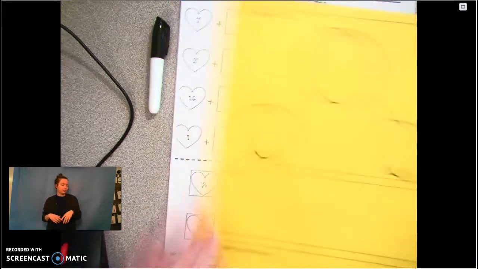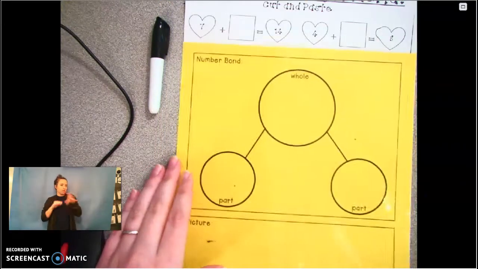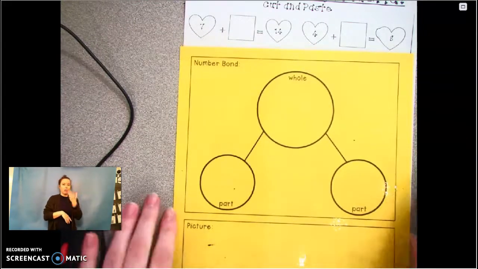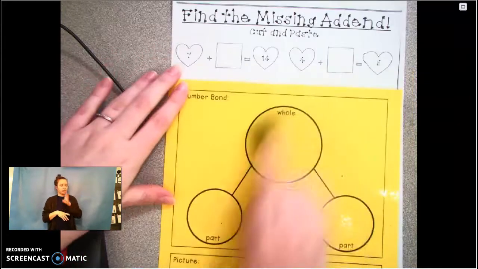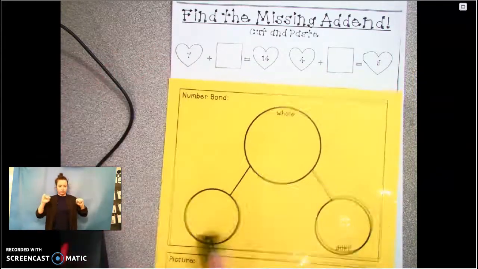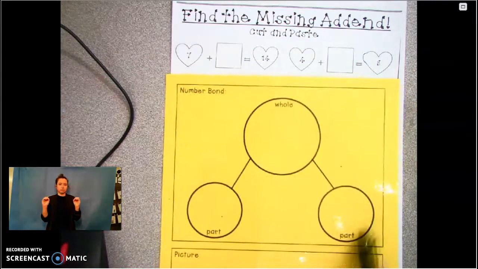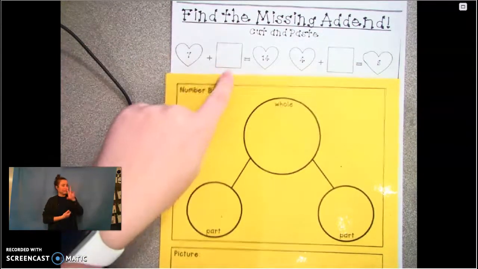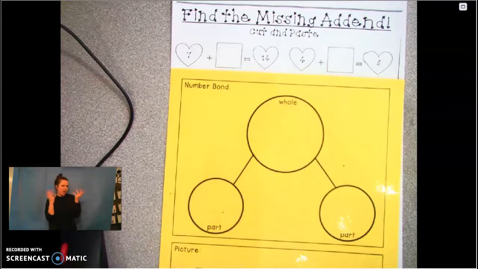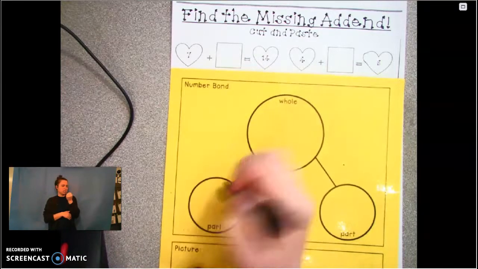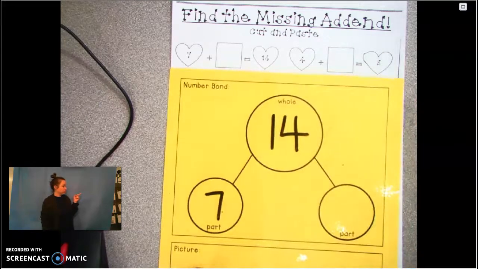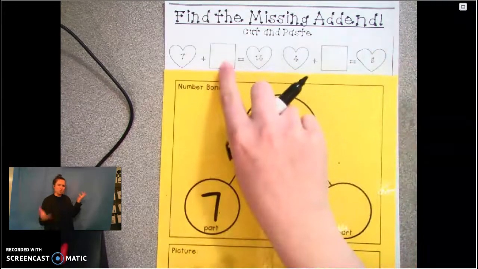Now we're going to talk about missing add-ins. An add-in is just a piece of our addition problem. So we're going to talk about our number bonds where you have a whole, which is our answer, and then two parts. So let's look at the first one together. We have 7 plus something equals 14. So we know a piece is 7 and our whole is 14. So we're trying to figure out what missing piece goes here.